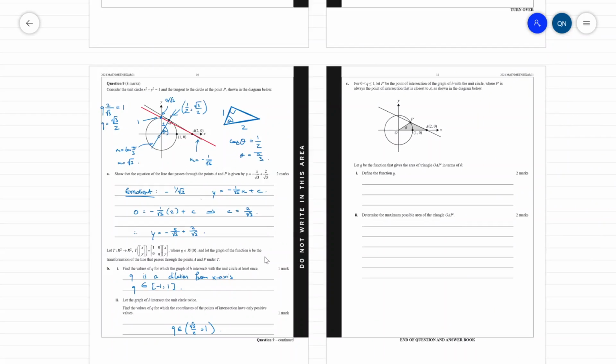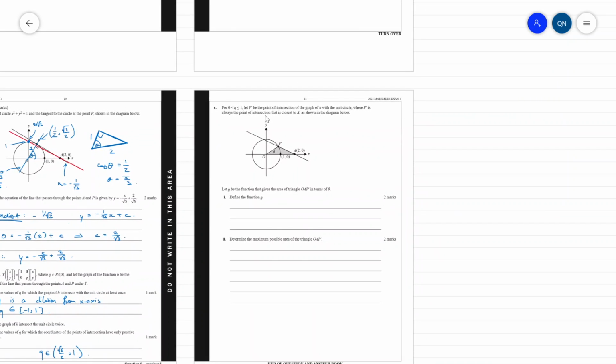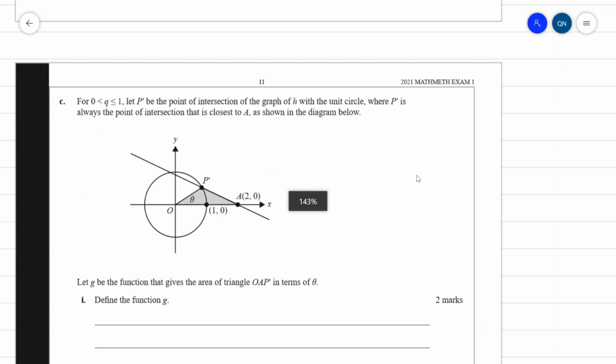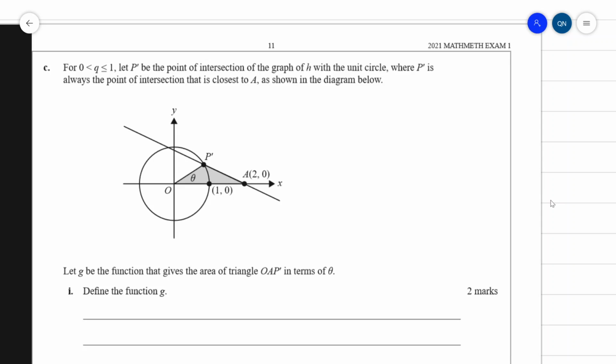Right, we're almost there. Part C, for Q between 0 and 1. So what does it mean for Q to be between 0 and 1? It means that this line can only exist in the upper half plane. So something like this. And if it's 1, then it's the tangent, which is the maximum. So let G be the function that gives the area of the triangle OAP prime in terms of theta.